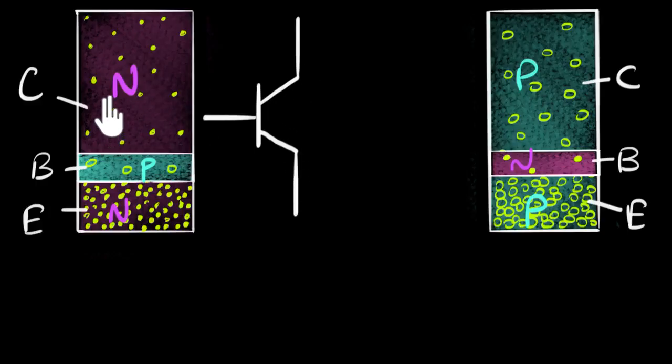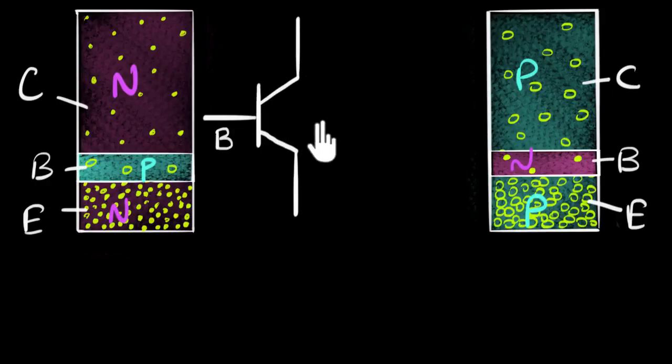So you can see there are three regions. There'll be three terminals for a transistor, and these are the three terminals. So this one is the base. That's easily identifiable. And one of these two is the collector, and the other one would be the emitter.